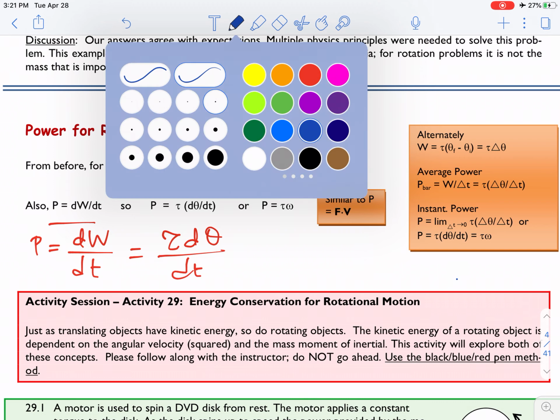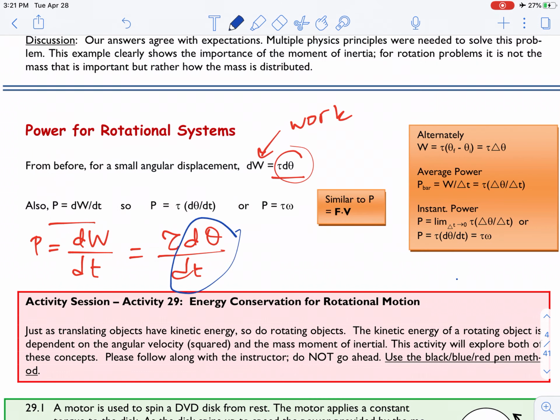Now thinking about what this d theta over dt is, since this is the change in position over time, it gives us an instantaneous angular velocity, right? So power is tau times omega, and that's for the angular or rotational problems. This is very similar to what we got for the translational case. It was simply force times velocity, right? In mapping, you can figure this out easily. Force goes to torque, linear velocity goes to omega.